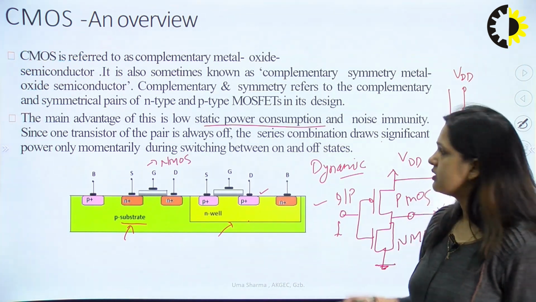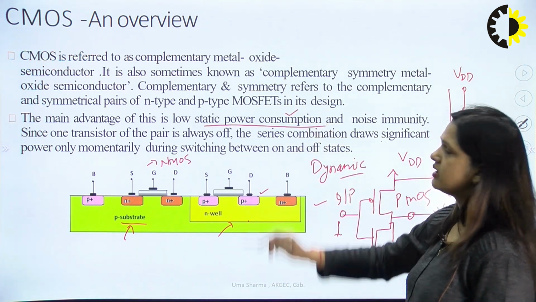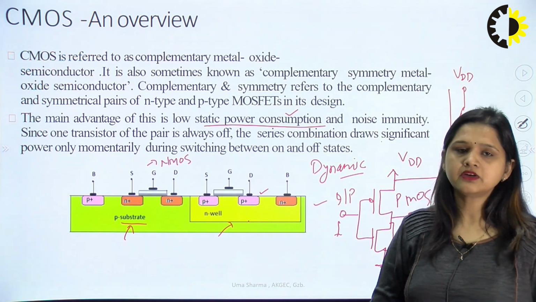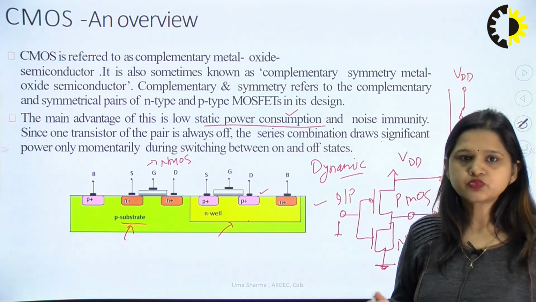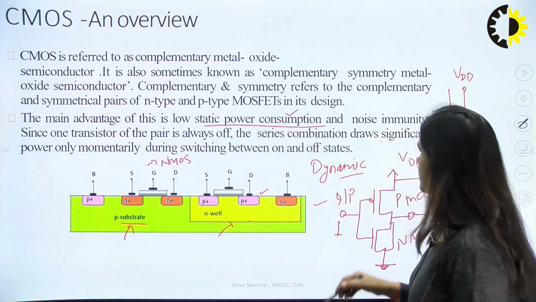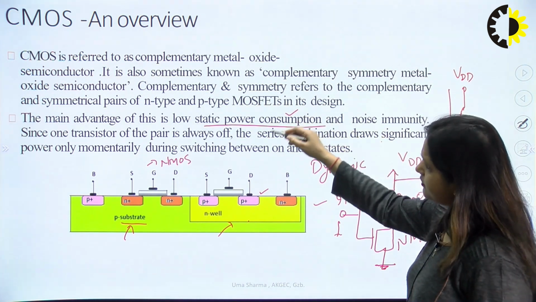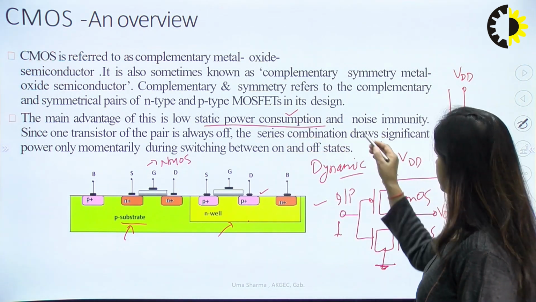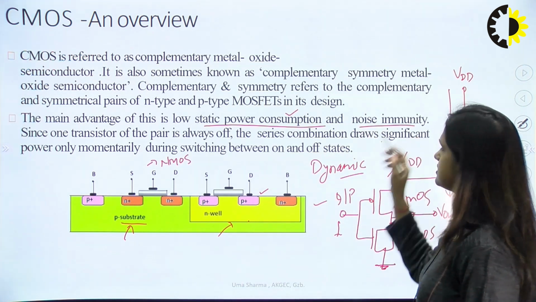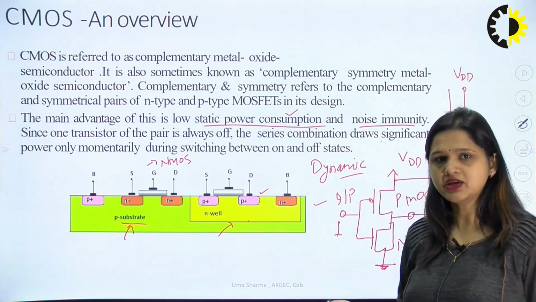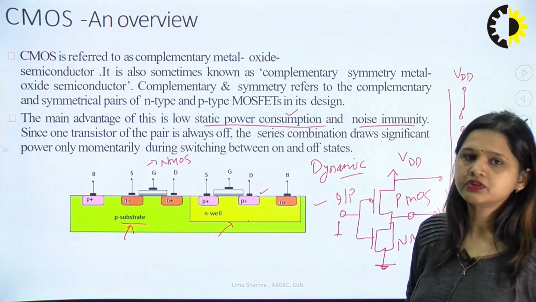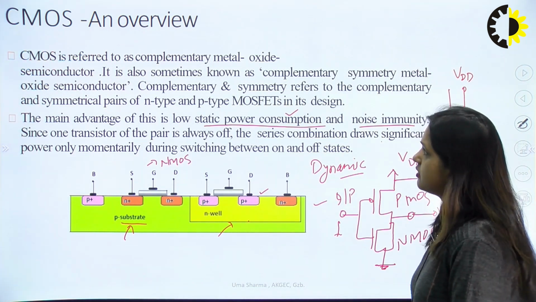So that's why the power consumption is very low in case of CMOS when we compare it with NMOS, PMOS or any other technique. So we will use CMOS technology. Later in the lecture we will discuss that the noise immunity is very high in case of CMOS if we compare it with the other techniques.